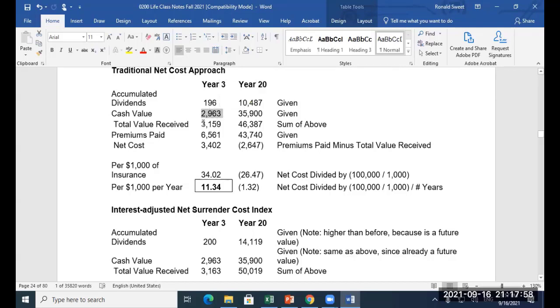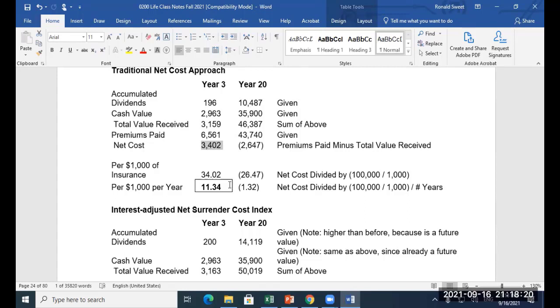So the company, if you cancel the policy at the end of year 3, you would have gotten $3,159. $196 dividends paid to you, and you get your cash value. Your premiums were $65.61, so your net cost was $3,402. That's what it's called, the traditional net cost approach.